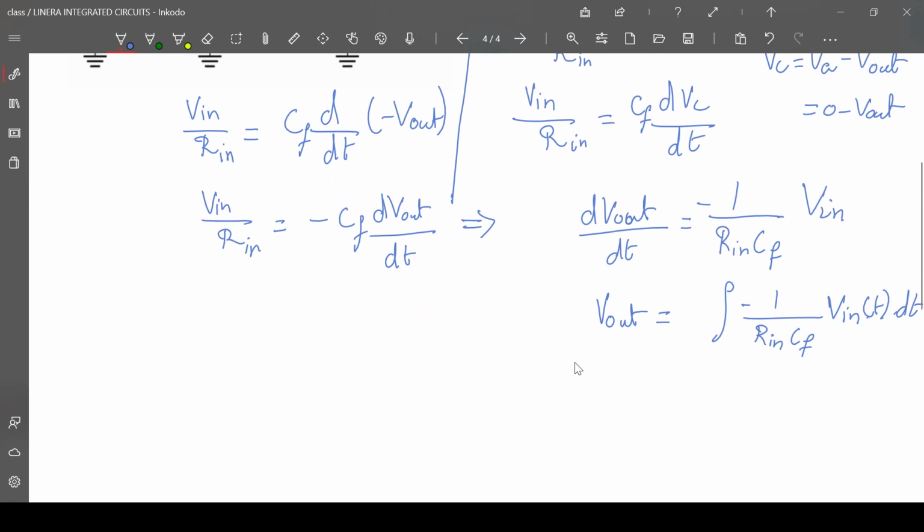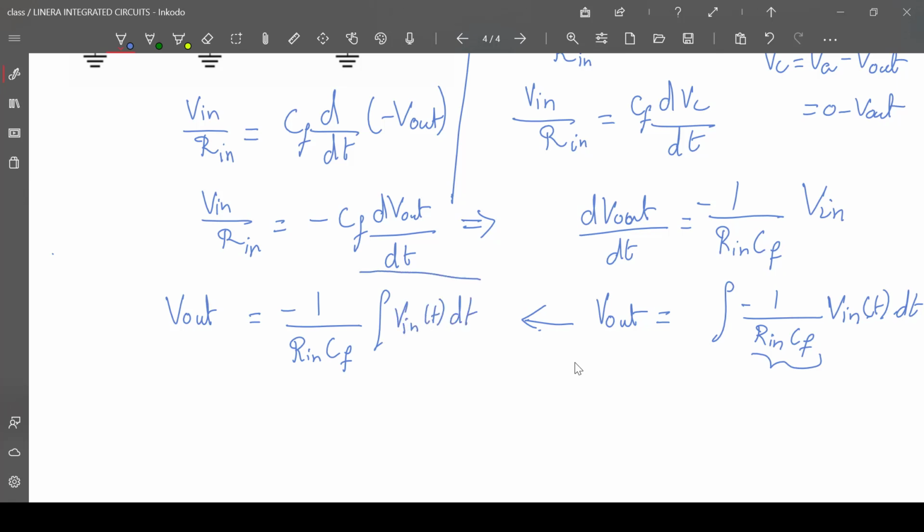So now the voltage equation can also be written as, where the capacitance and resistance values are constant, V out is equal to minus 1 by R in CF integral of V in of t dt. So this is the corresponding output voltage equation for the integrator. This is how the voltage equation is derived for the integrator circuit.